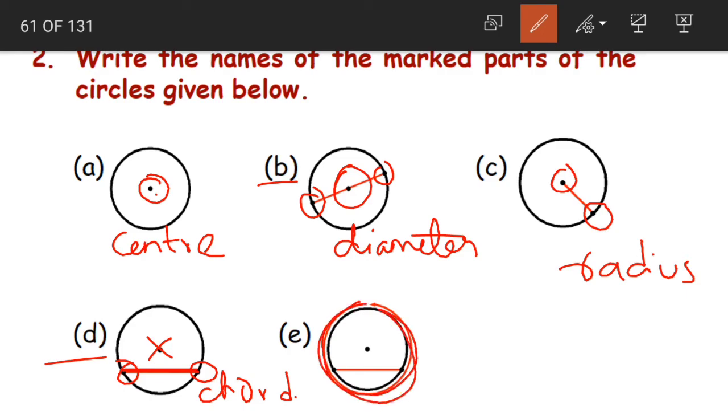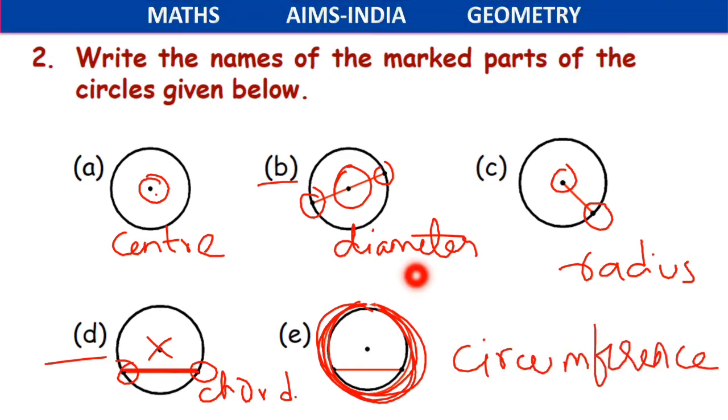We have to find out this. They are saying that the entire boundary area. So the entire length of boundary of a circle becomes its circumference. Yes, I hope this is clear.